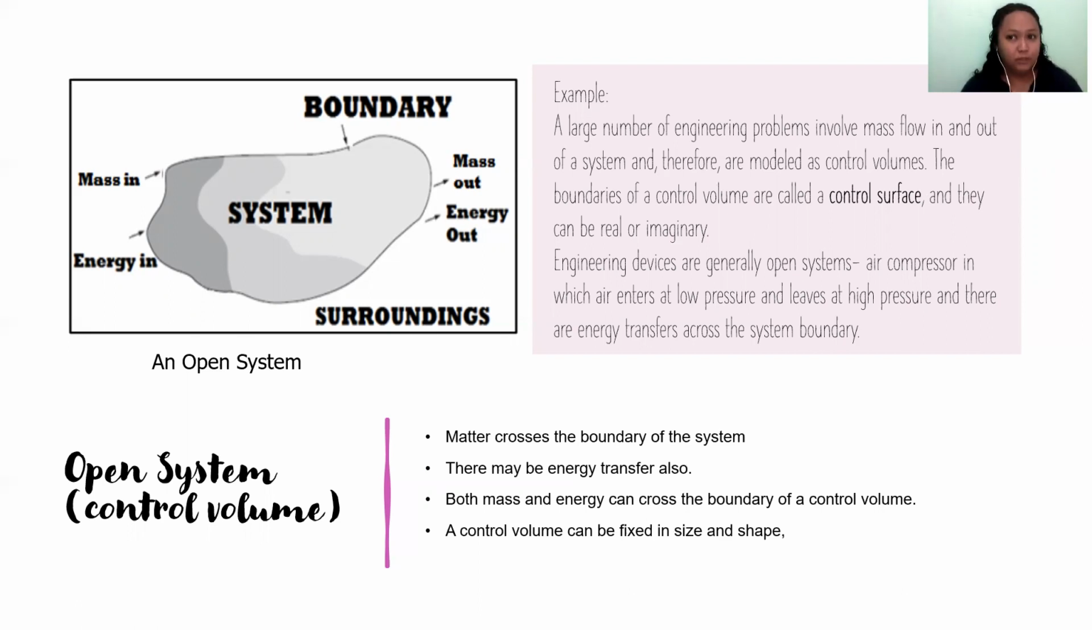A large number of engineering problems involve mass flow of the system, therefore they are modeled as control volume. The boundaries of a control volume are called the control surface, and they can be real or imaginary. An example of engineering devices that are generally open systems is the air compressor: energy in, energy out, mass in, mass out. Okay? Sa air compressor, air enters at low pressure and leaves at high pressure. So, meron tayong energy transfer across the system boundary as well as yung mass. Okay? Mass in, mass out.